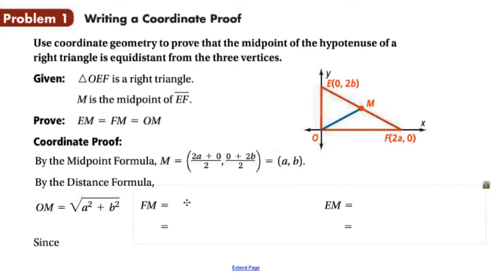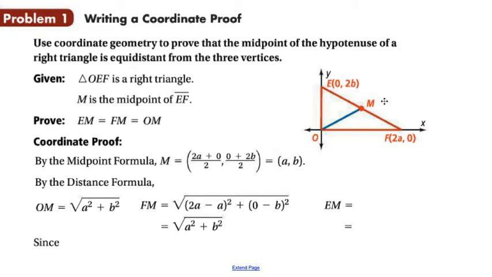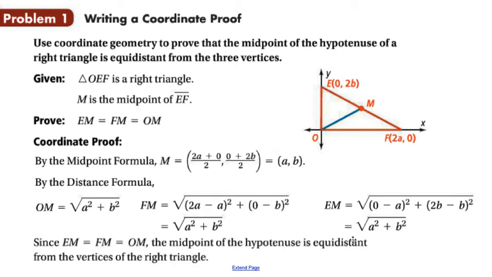To get the distance from F to M, remember M has coordinates (a, b) again, so we'd get (2a minus a) squared plus (0 minus b) squared, so that gives us the square root of a squared plus b squared when we simplify. And then for E to M, we get (0 minus a) squared and (2b minus b) squared, which gives us the square root of a squared plus b squared again. So you can see that all three of these have the same length, and since they are all the same length, the midpoint of the hypotenuse is equidistant from the vertices of the right triangle. So that was what we were trying to prove.